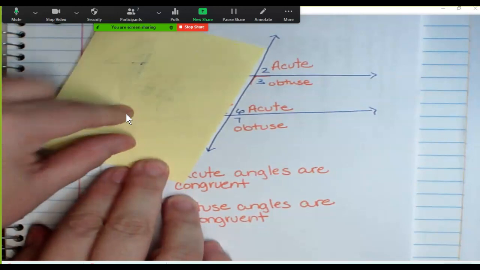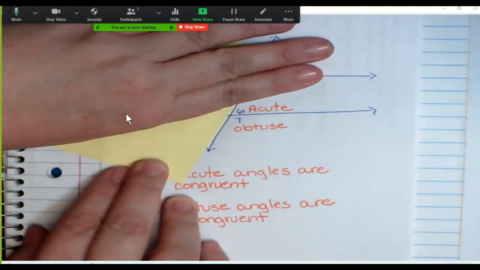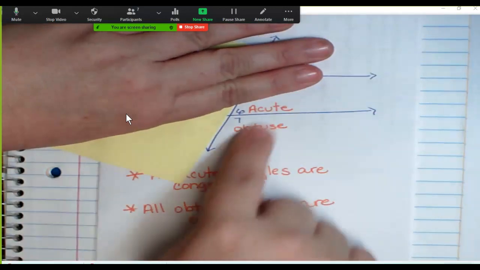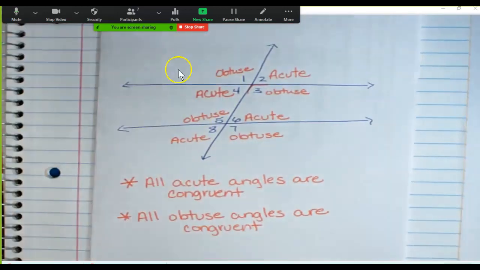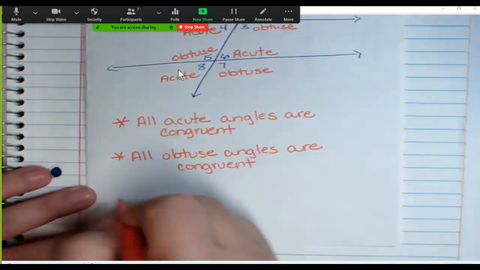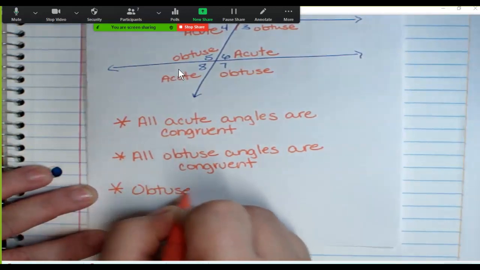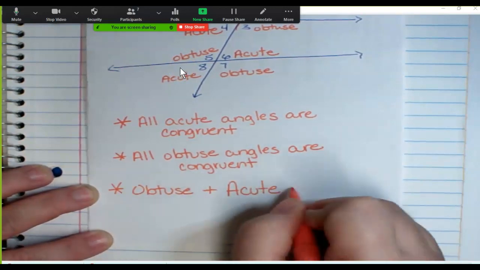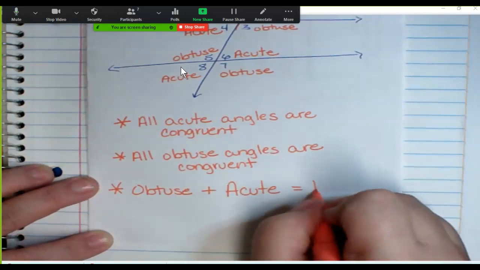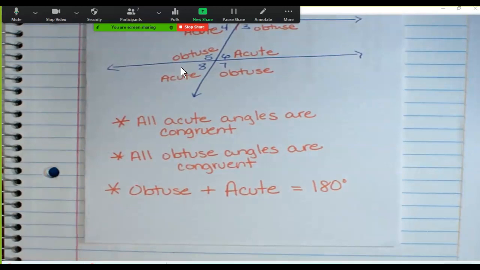Is that going to work for every acute and obtuse pair? Are they always going to have to add up to 180? They always make that linear pair, that straight line. So let's write that down. Our last little star point: an obtuse angle plus an acute add up to be what? 180 degrees. Obtuse plus acute have to add up to be 180 degrees.